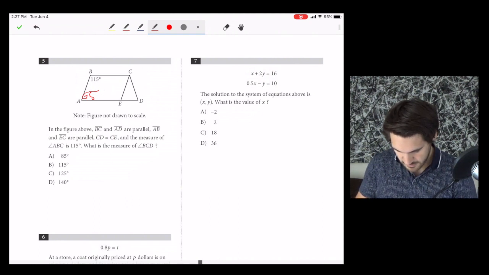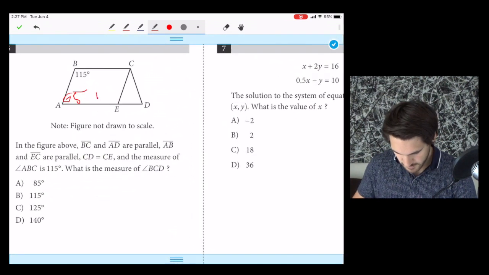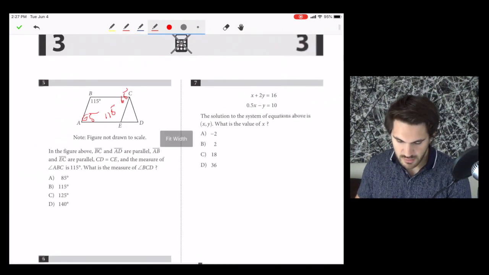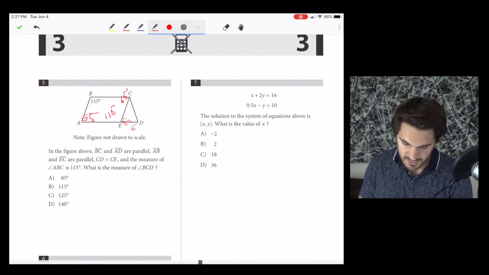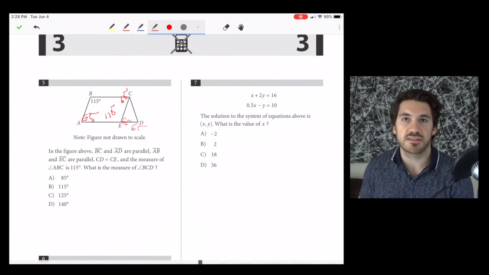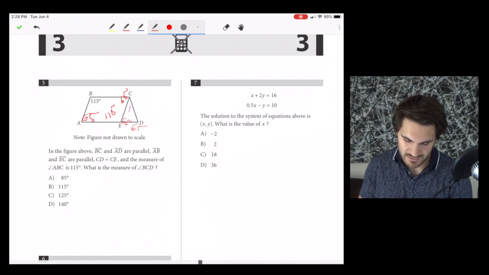Whoops, let's make that cleaner. I'm just going to zoom in. 115, 65. Brilliant. So the angle E is going to be also 65. Brilliant. So angle D will be 65. 65 plus 65 is 130. So C has to be not that. Oh, so C does have to be that. C has to be 50. And then BCD is 65 plus 50, which is 115.